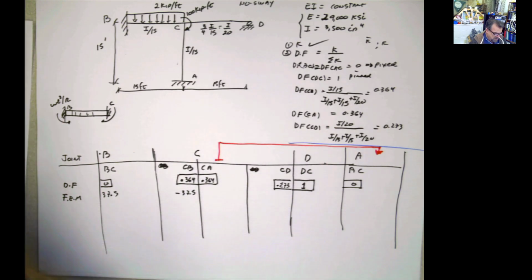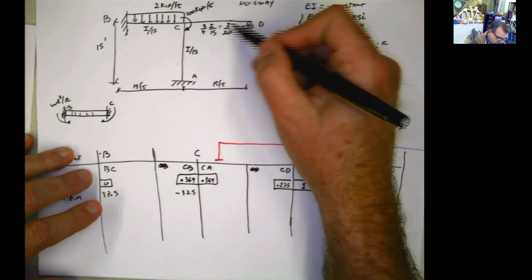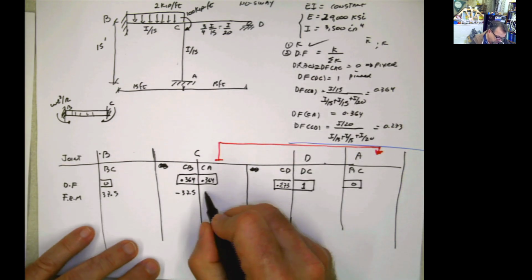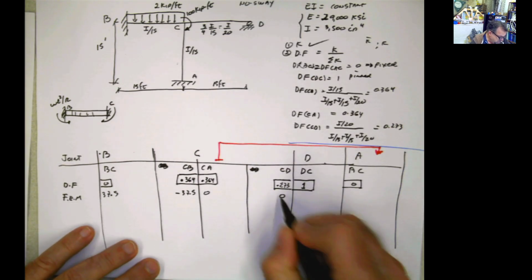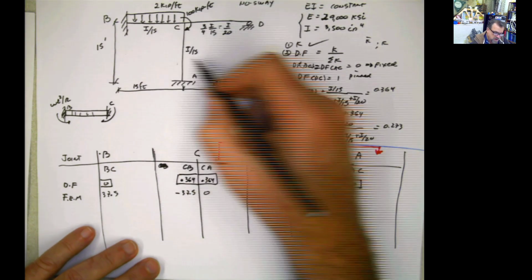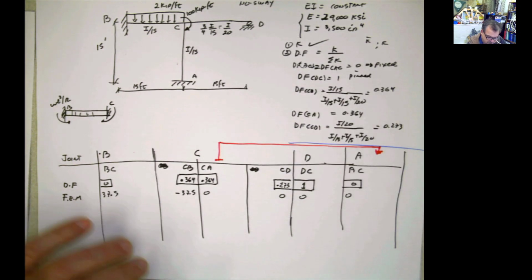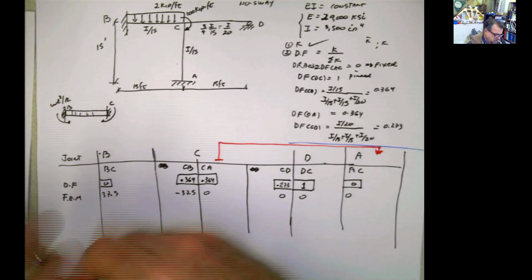Now look at this moment distribution. The fixed moment here is 0, the fixed moment here is 0. The reason for that, plain and simple, is that we don't have any load. If you don't have any load, you don't have any fixed moments for those. Now, extremely important, is this thing here.